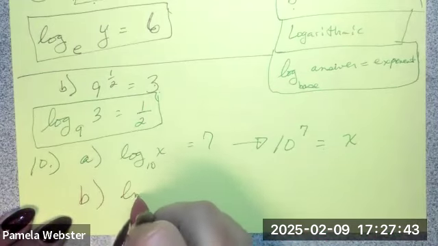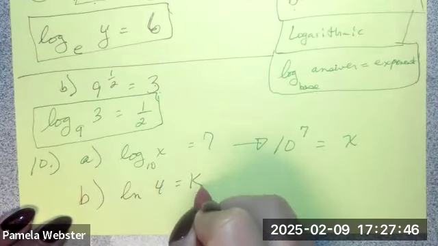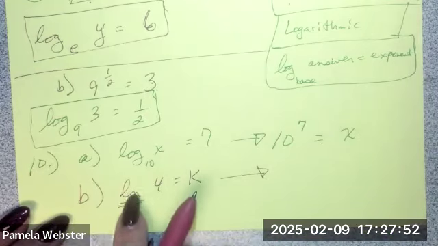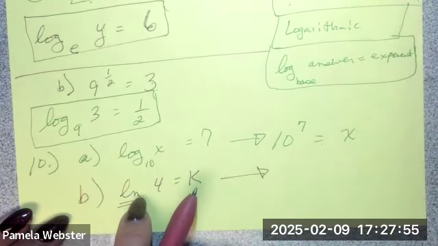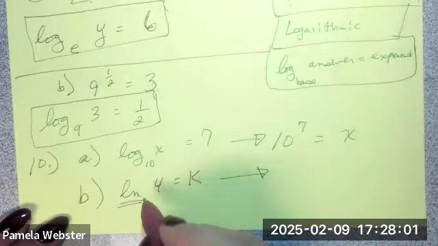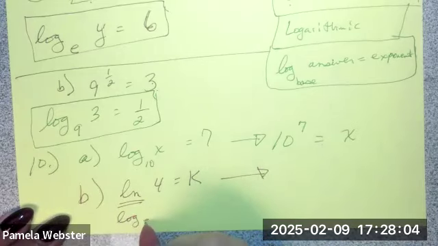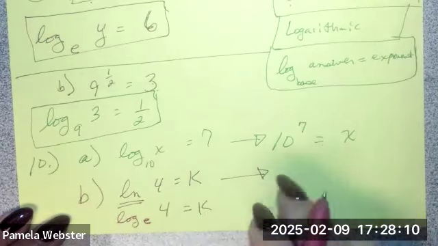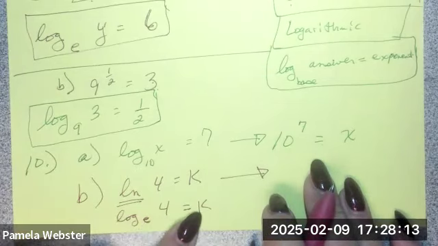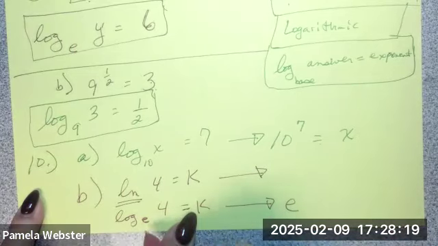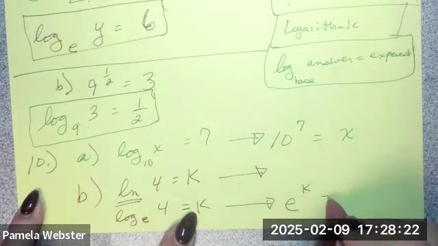B says ln of 4 equals k. Okay, so again, we got to be a little bit smart with these logarithms. Ln, remember that's natural log or logarithme naturel in the French, right? I know I don't have a French accent, but so this is really log base e of 4 is equal to k, right? Okay, so log base e of 4 equals k. So whenever I go to rearrange this, I say the base is an e, the exponent is the k, and the answer is the 4.